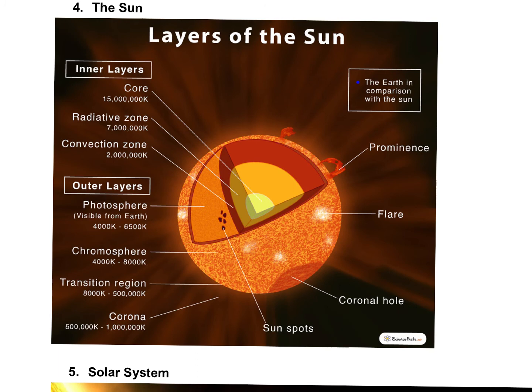Under the photosphere being the convection zone, and under that the radiative zone, and then down in the center is the core. Right? In the core is where you're going to get that nuclear fusion.